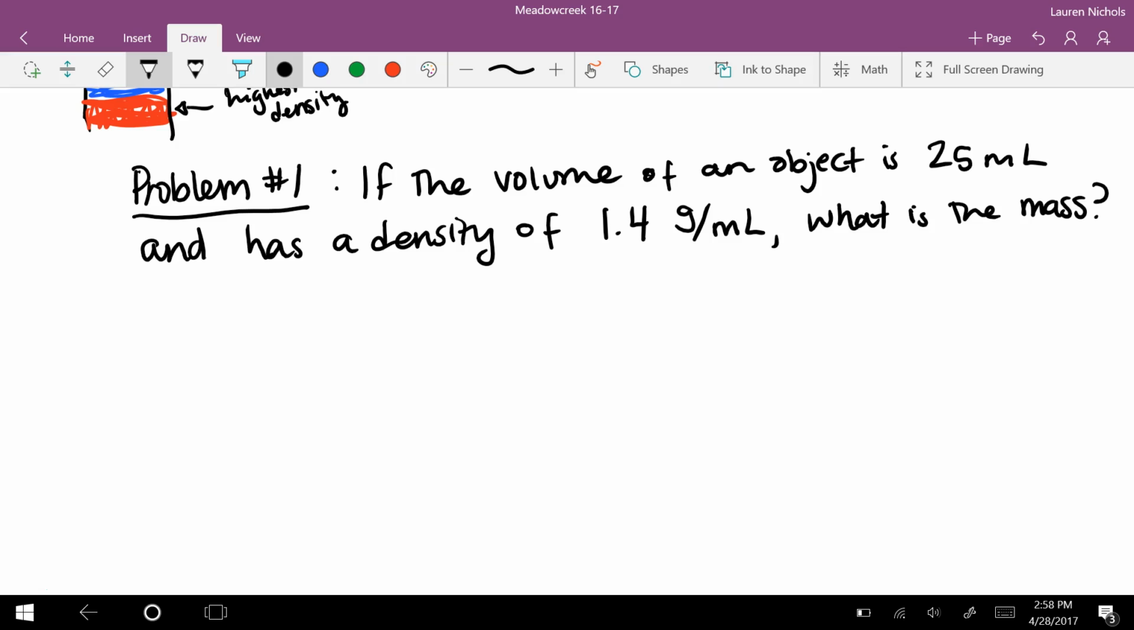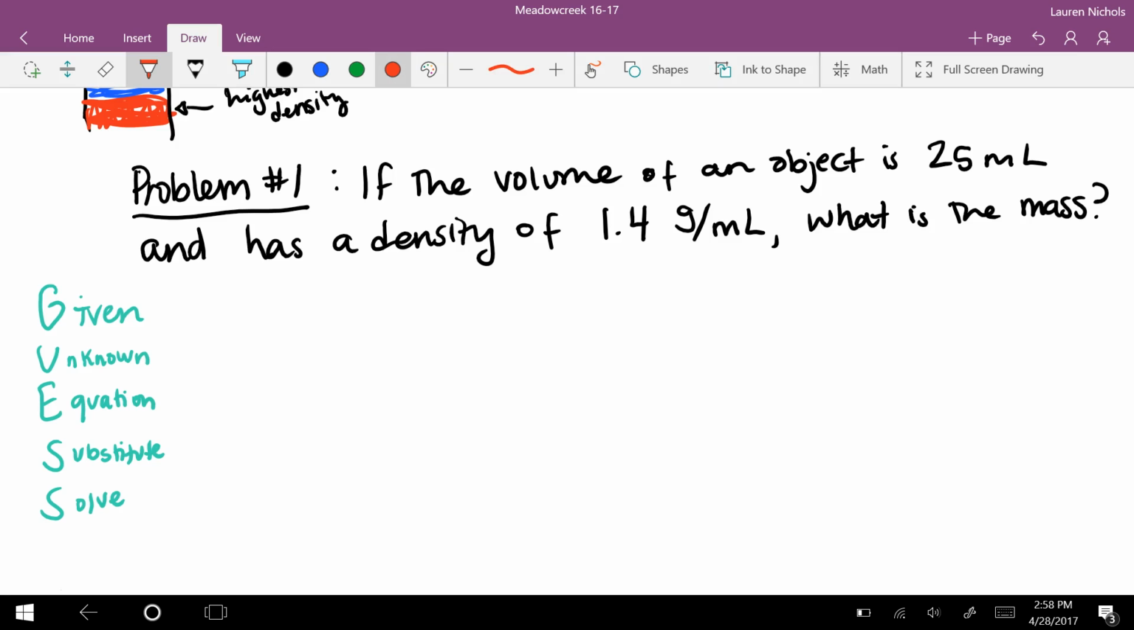Well, if that's the case, the first thing we can do is use this method that I like to call the GUESS method. G stands for given, U stands for unknown, E stands for equation, the first S stands for substitute or plug in, and the last one stands for solve. So let's follow this method to solve our problem.